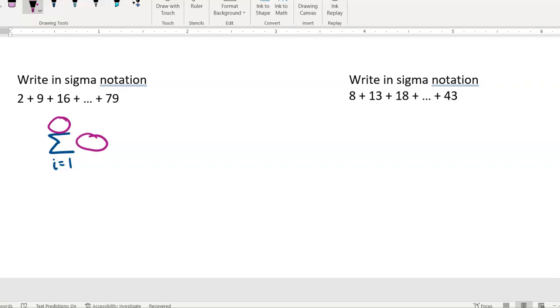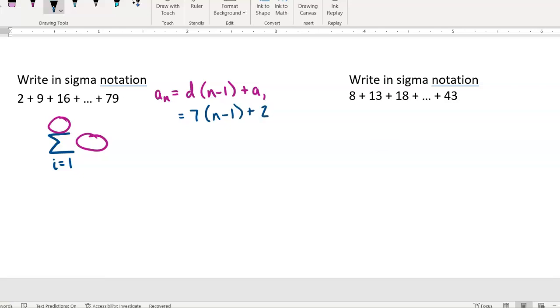So let's start with the explicit formula. Now remember the explicit formula, we use this formula. A sub n equals our common difference times n minus 1 plus my first term. And let's plug in what we know into this formula. So we know that the common difference going from one term to the next is 7. And I don't know what n is yet. And then our first term we see is 2.